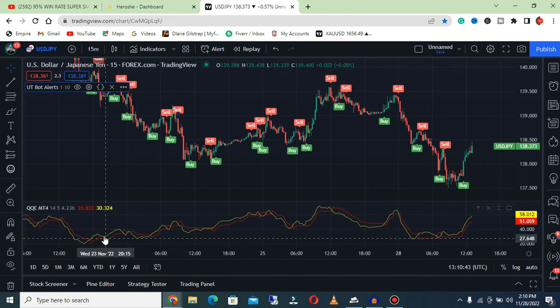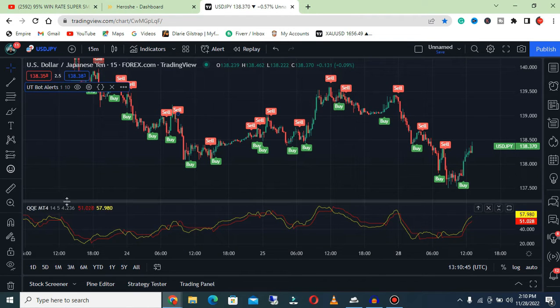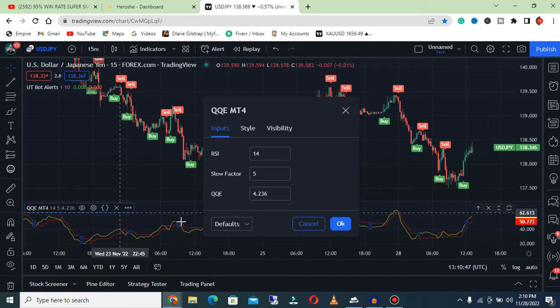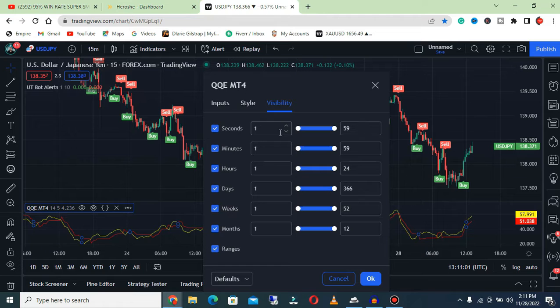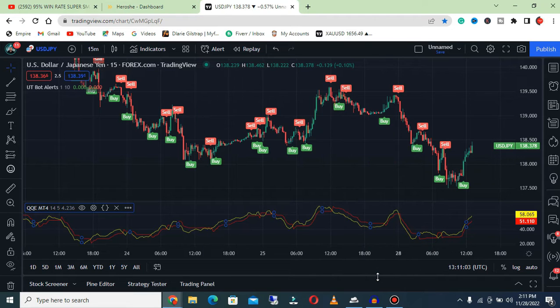Over here on our QQE, just click on the setting icon here. On the input part here, the RSI should be 14. The slope factor here should be 5, while the QQE should be 4.236. So that's pretty much all you have to do. On the style part here, just leave all the options as default, the same thing with your visibility. And when you're done, you hit save. That's pretty much all you have to set up.